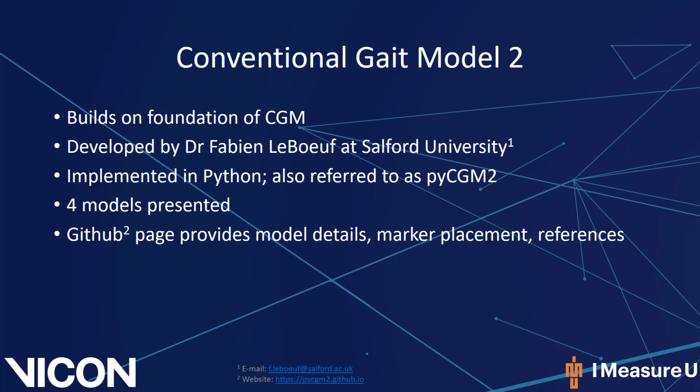Conventional Gait Model 2, or CGM2, is a series of biomechanical models which builds upon the work of the conventional Gait model. CGM2 was developed by Dr. Fabian Leboeuf at Salford University in the UK with partial funding from Vicon. The model is implemented using Python and thus is also referred to as PyCGM2. In total, Fabian presents 4 models. For more information, please refer to the GitHub page.